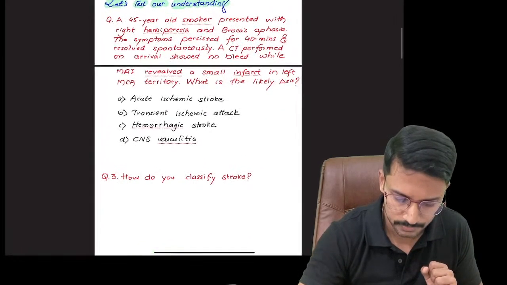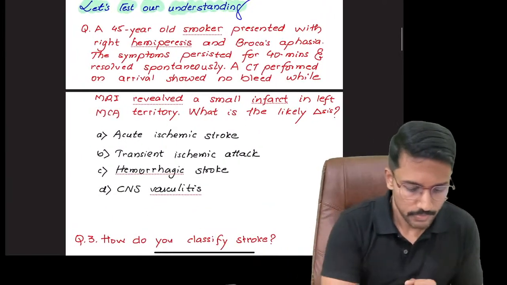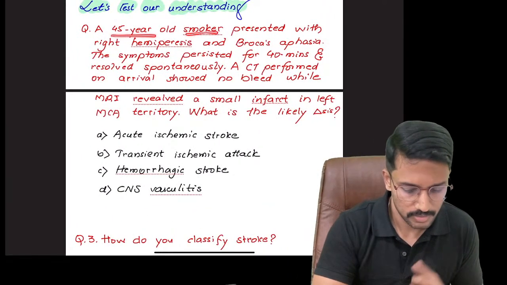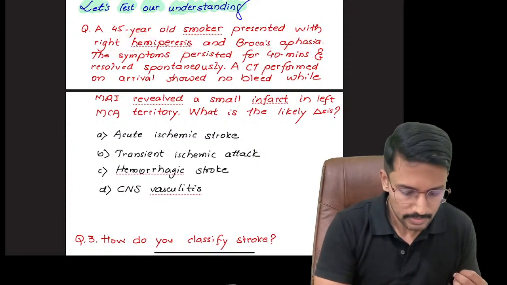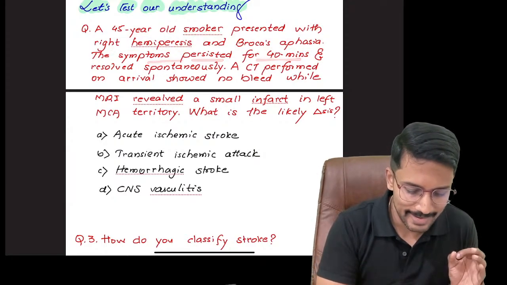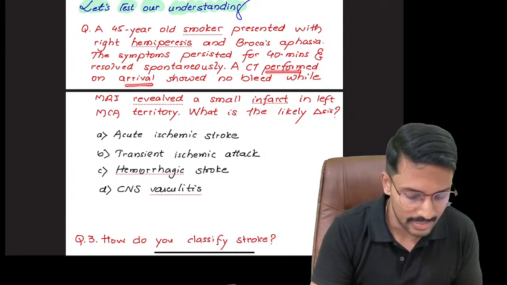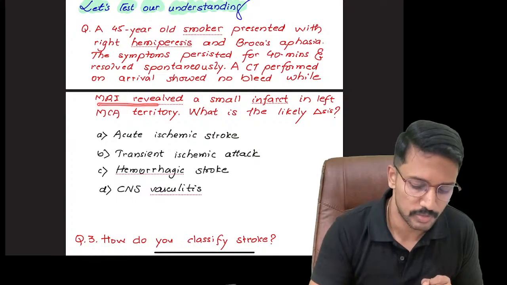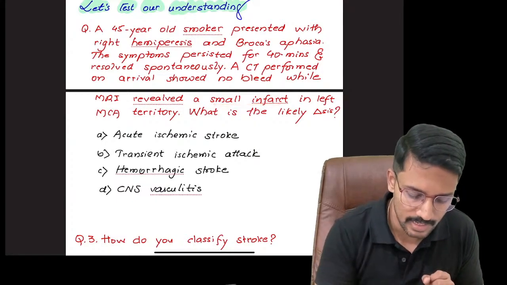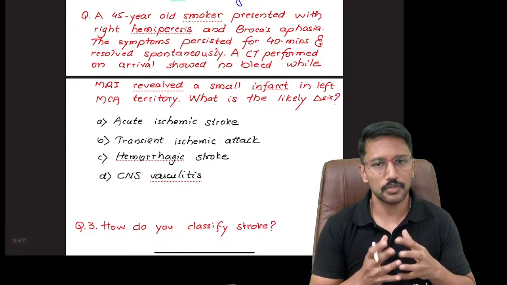So here is a question. Let us see if we can answer this. We have a 45-year-old smoker who presented with right hemiparesis and Broca's aphasia. The symptoms persisted for 40 minutes and resolved spontaneously. A CT scan was performed on arrival which showed no bleed, while another MRI scan was performed which showed a small infarct in the left MCA territory. What is the likely diagnosis? What do you think should be the diagnosis here?